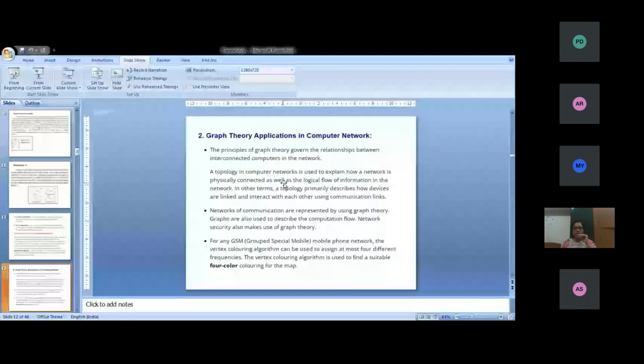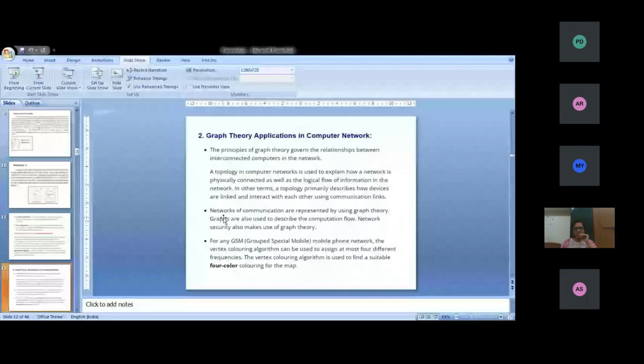A topology in a computer network is used to explain how a network is physically connected as well as the logical flow of information in the network. So in terms, the topology primarily describes how devices are linked and interact with each other using the communication links. So that topology is the combination of all the networks, that is the computer networks. We are connecting people by the networks. So this is called topology.